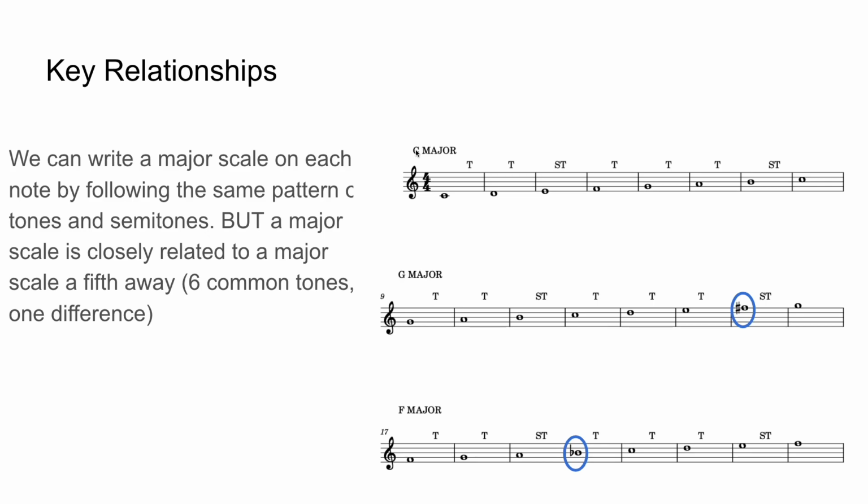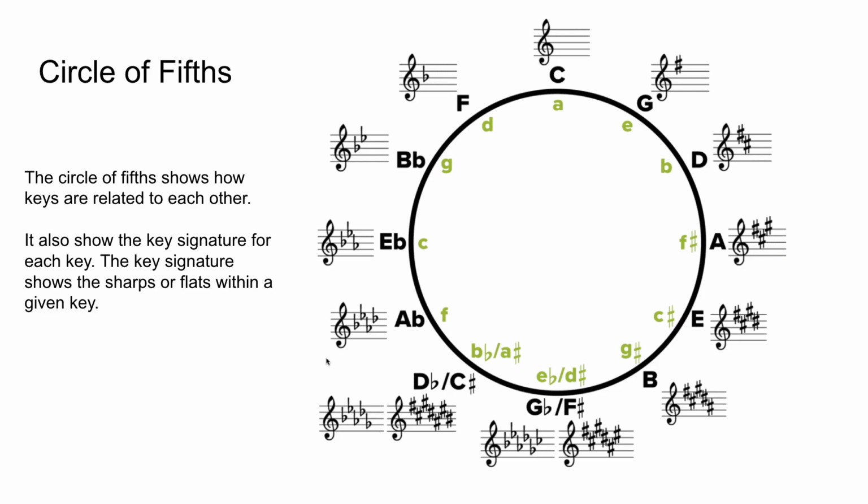And likewise, if we go from C to F, we find that F is a fifth below C. So if I start on C and then I count back a fifth, C, B, A, G, F, we find that, yep, I've counted 3, 5 keys. So that's also a fifth. And this relationship, these closely related keys, we can show on something called the circle of fifths.